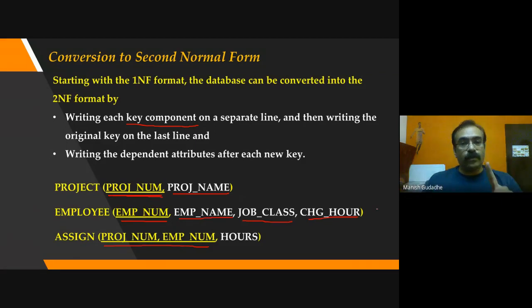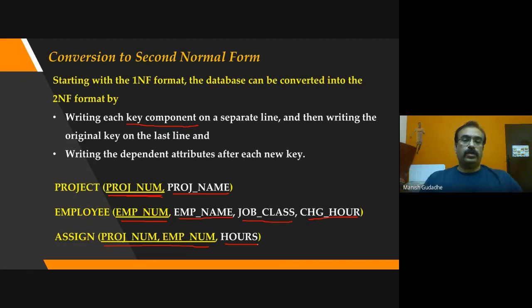And only one attribute was left which was dependent on the original super key. That is employee number plus project number together will be able to generate hours. If you don't have any one of these two, you won't be able to determine hours. Both should be present and then only hours can be determined. So hours is the only attribute which is fully functionally dependent on the original super key.